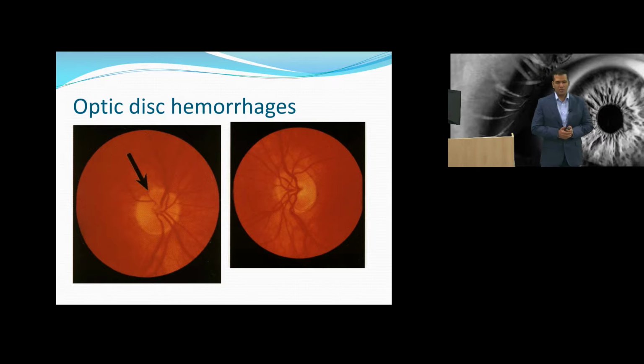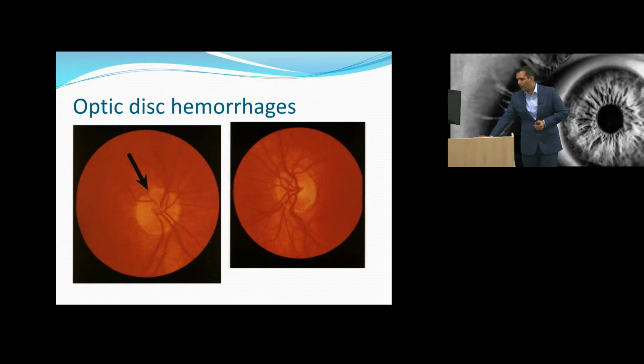These hemorrhages tend to be in the infratemporal and supratemporal regions generally, or the majority of the time. It doesn't mean that it has to be isolated to only that region. Now these optic disc hemorrhages tend to be flame-shaped because they follow the path, or spread in the shape, of the nerve fiber bundles.